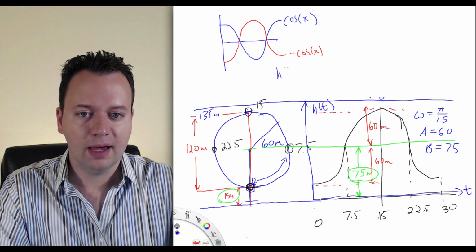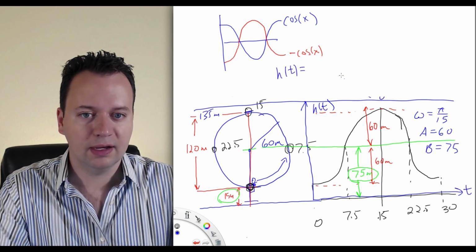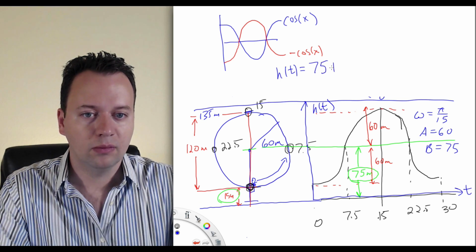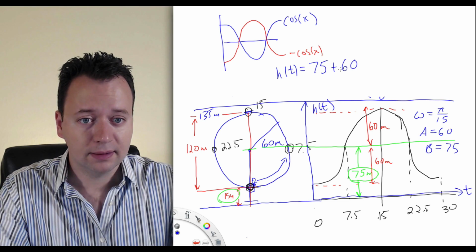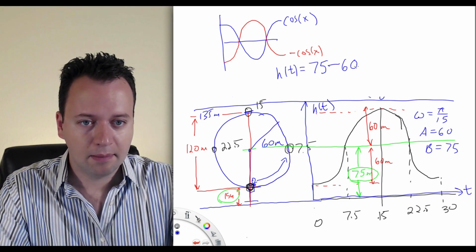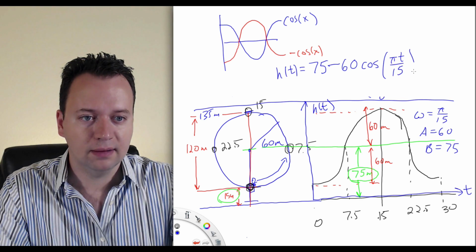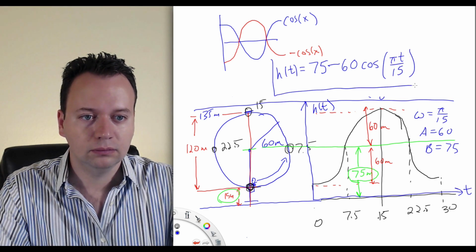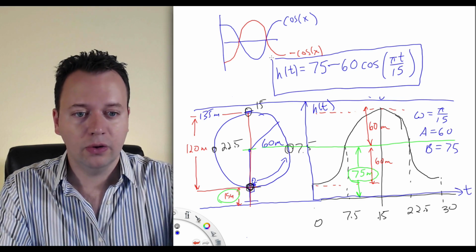So therefore, the height, okay, well, let's see. The midline was 75, plus the amplitude was 60, minus, so I'm using negative cosine, so I want minus 60 cosine of pi t over 15. And that is your height as a function of time. Now you can do a check.